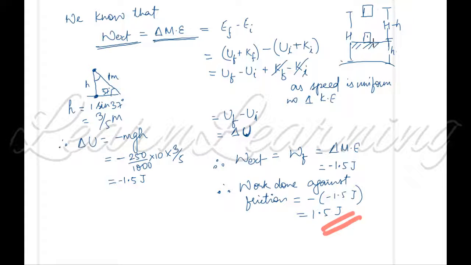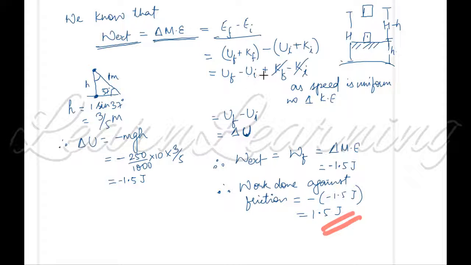So whatever work the external agent does on this system, the system gets an increase in its mechanical energy due to that work done. That's what we know: the total work done by all external forces is equal to the change in mechanical energy. That means the final energy minus the initial energy.